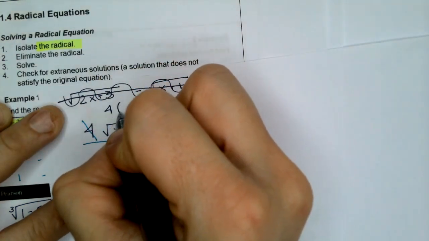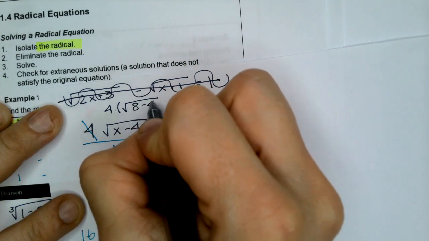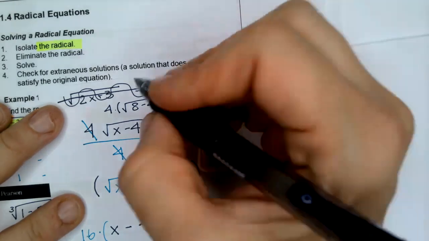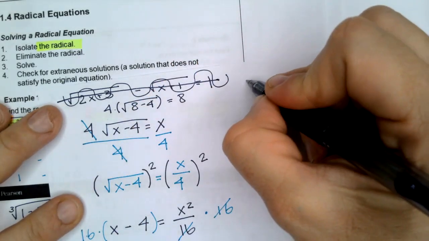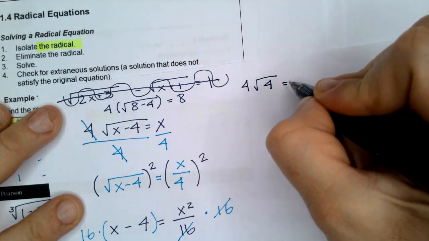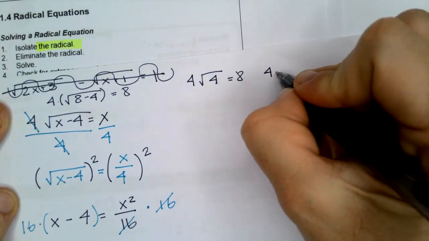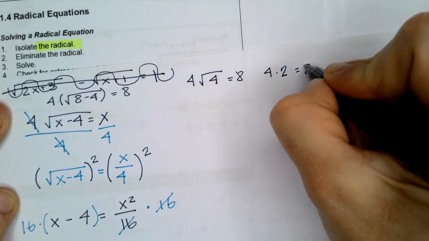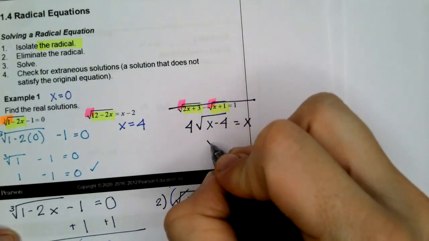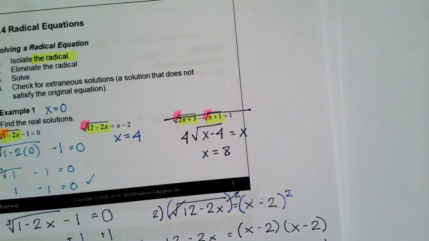You can put it back up into your original equation. 4 times the square root of 8 minus 4 is equal to 8. 8 minus 4 is 4, so that becomes 4 times the square root of 4 is equal to 8. The square root of 4 is 2, so that becomes 4 times 2 is 8, and that is true. So the answer is going to be x equals 8. Good? All right.